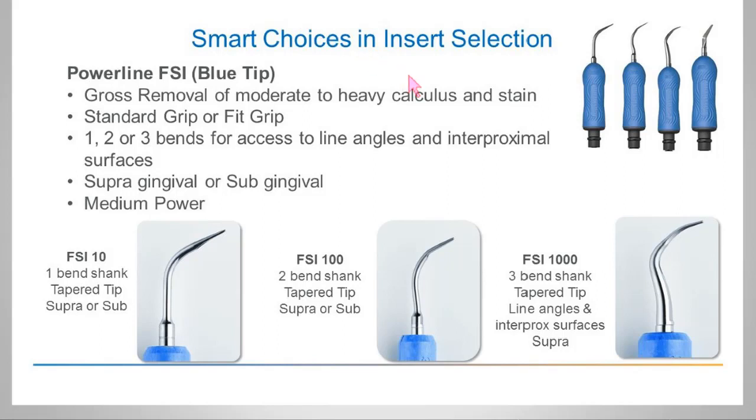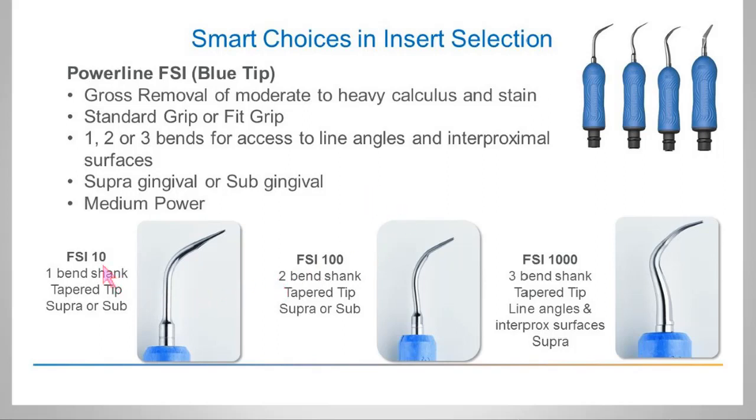So looking closely now at the Powerline range of inserts, it's not a one-size-fits-all, as traditionally people would think. Many tips are used for different reasons. So within the Powerline range, we have 3 tips: the FSI 10, the 100, and the 1000. By gross removal of deposits, I would be using these tips on a high power and a high water setting.